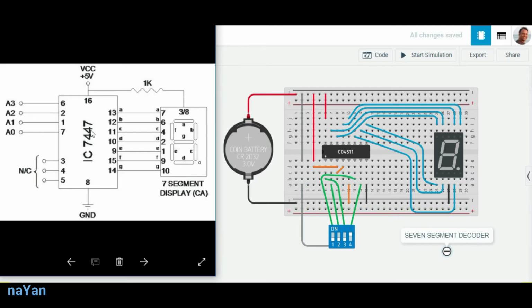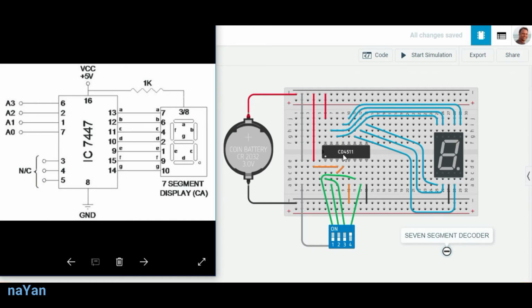in case of 7447, these pins 3, 4 and 5 remain no connection. Here we have a small connection in 3, 4 and 5. That's the basic difference. Otherwise, all the connections are the same, as shown in the circuit and this breadboard system. So I am explaining you one by one.